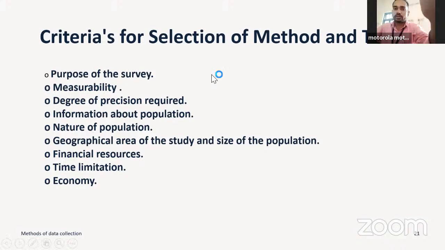Time limitation is also an important factor, because we know the universities or UGC have already given a time limit for PhD work and all that. So in light of that, you should orient your research and plan accordingly with the limited time. And last is economy. Based on the cost, you will select and design your research and include different kinds of tools in your study. Thank you for your patient listening.